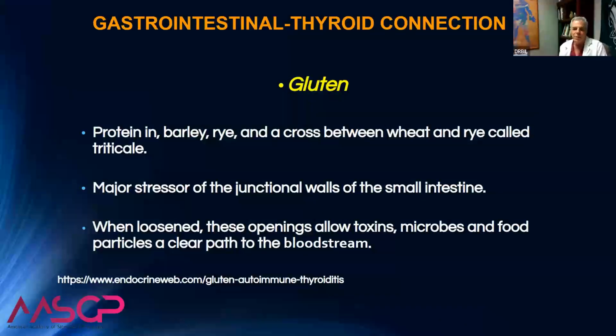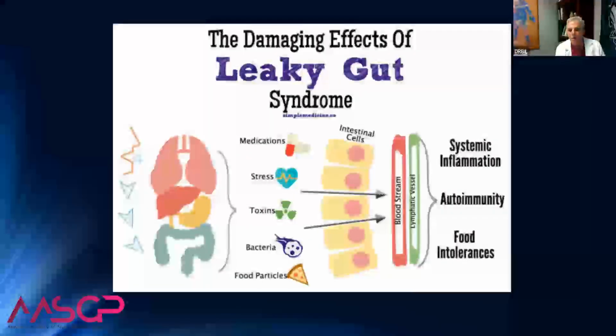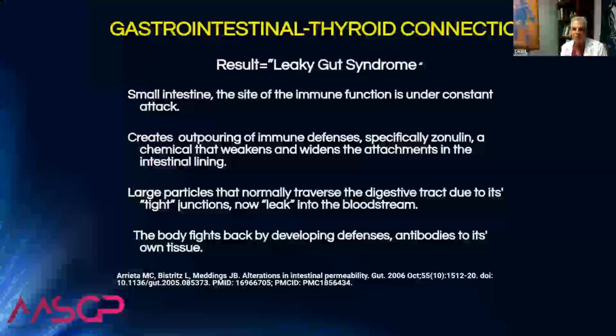Gluten, no matter what the New York Times says, is a major stressor of junctional walls of the small intestine. It's a protein, a combination of barley, rye, and a combination of wheat and rye called triticale. It loosens the openings and allows toxins, microbes, and food particles into the bloodstream. And it will cause systemic inflammation, autoimmunity, and you'll end up with food intolerances. This is our so-called leaky gut.